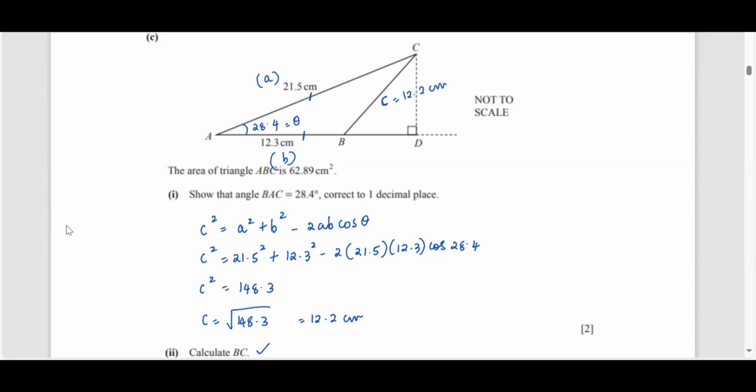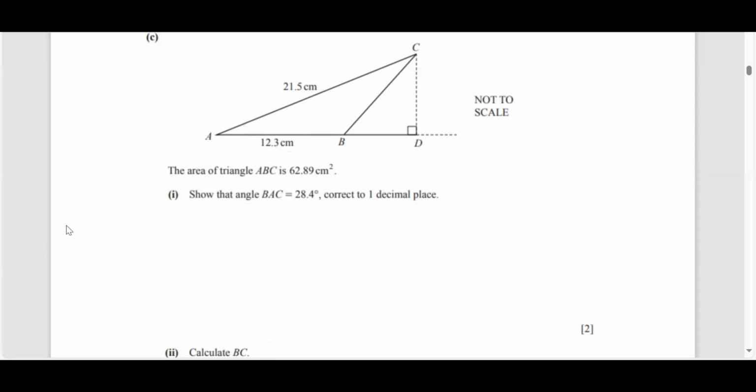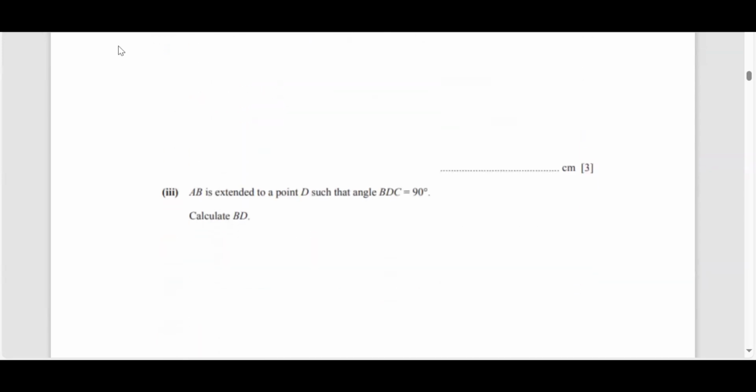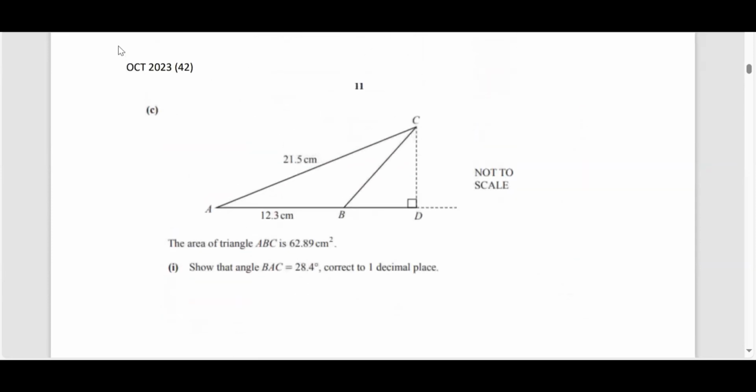Let's see what happens in the third subdivision. For the third subdivision, they're asking us: AB is extended to a point D such that angle BDC is equal to 90 degrees. Calculate BD. So the line AB is extended till D such that the angle formed over here at D is 90 degrees, and we need to find out the distance BD.